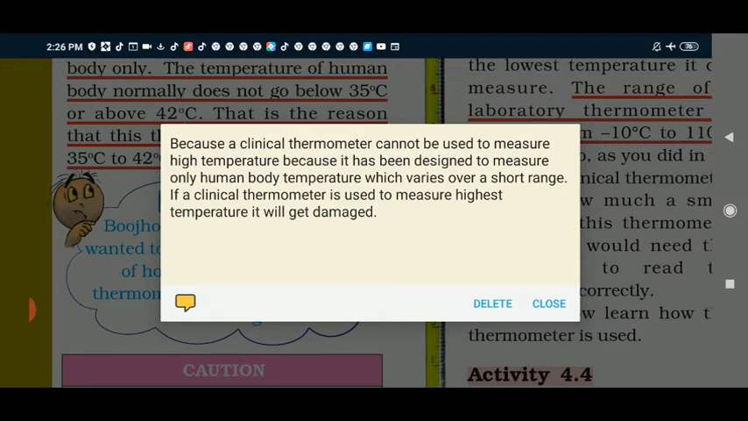Why? Because a clinical thermometer cannot be used to measure high temperature, because it has been designed to measure only human body temperature, which varies over a short range, that is 35 to 42 degrees Celsius. And if a clinical thermometer is used to measure higher temperatures, it will get damaged.